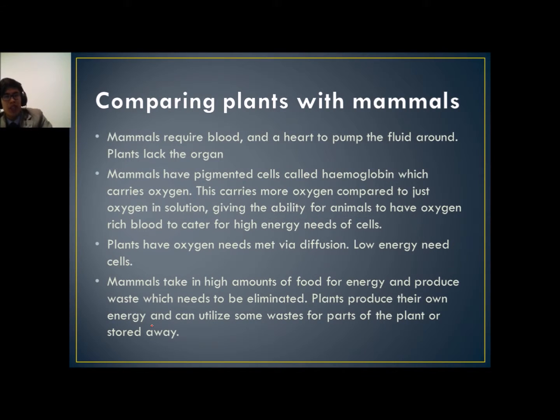Plants have oxygen needs met via diffusion, so they don't need a lung at all to breathe in and out. They just allow gaseous exchange through diffusion. And in general, plants have low energy needs anyway, because they're not running around, they're not competing or fighting with each other. Mammals take in high amounts of food for energy and produce waste which needs to be eliminated, whereas plants produce their own energy and can utilize some of the waste for parts of the plant or even store it away for a long time.